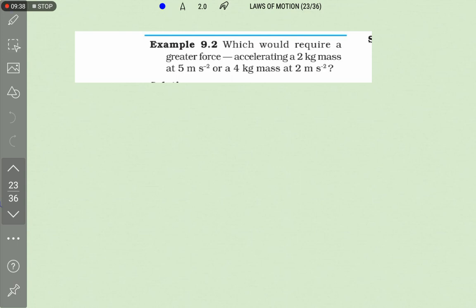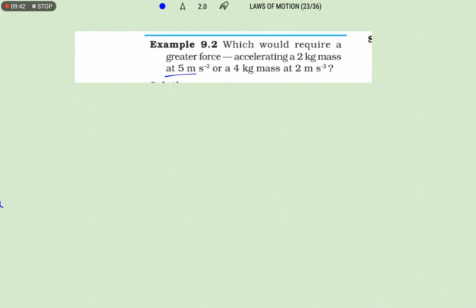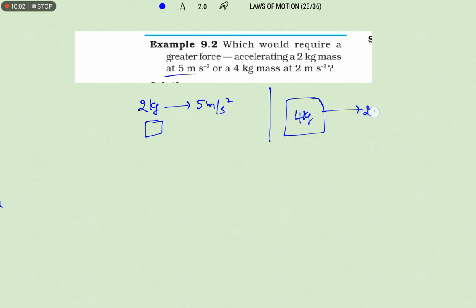Which would require a greater force? Accelerating a 2 kg body at 5 meter per second square. So a 2 kg object is accelerating with 5 meter per second square. And then another object is what? A 4 kg block. So here a 2 kg block and here a 4 kg block, to set into acceleration 2 meter per second square. So simple, mass and acceleration are known. Let us find out the force value.